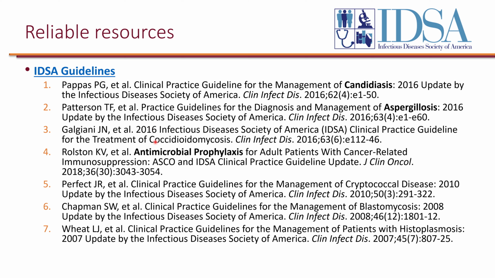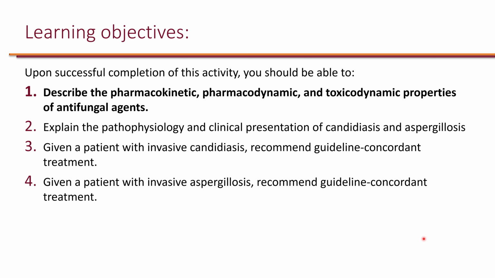Another guideline is the 2016 IDSA guideline for coccidioidomycosis. And there are a few other older guidelines. So there's the 2010 guideline for cryptococcal disease. Now, cryptococcal disease, because they're also very common in patients with HIV, there are also HIV guidelines for opportunistic infections that cover cryptococcal disease, and those are updated more frequently. But IDSA guidelines are actually from 2010. And there are older guidelines, 2008 for blastomycosis and 2007 guidelines for histoplasmosis.